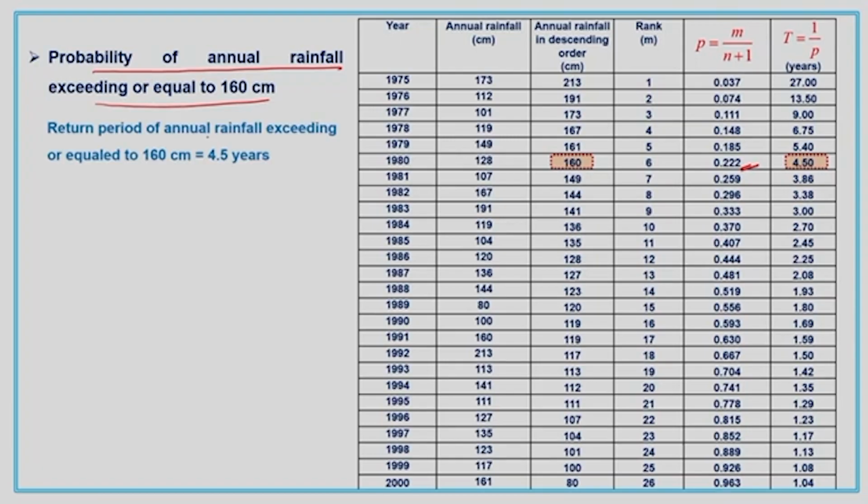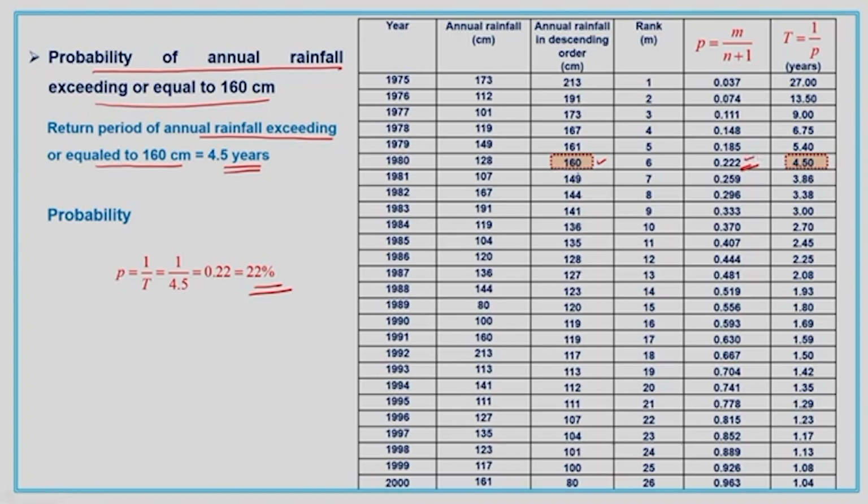Return period of annual rainfall exceeding or equal to 160 centimeter we have found from the table as 4.5. Probability of occurrence of this event can be calculated by 1 by T, that is 1 by 4.5, that is equal to 22%. Since the value is exactly in this table, we got it exactly from the table, 22%.